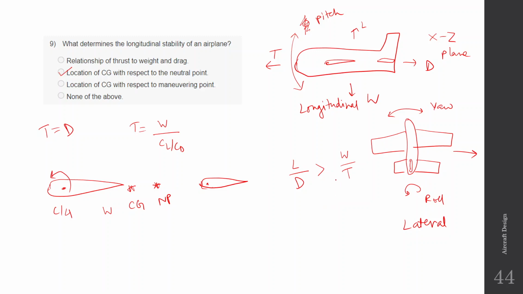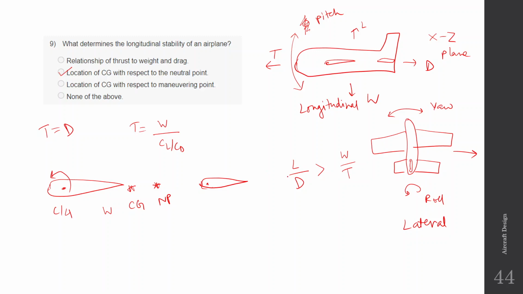So lift by drag will be more than this ratio because you're performing a maneuver, and the maneuver requires additional acceleration. Specifically during a turn, the airplane requires more acceleration, so more thrust will be generated. I mean, not more thrust, more lift has to be generated.